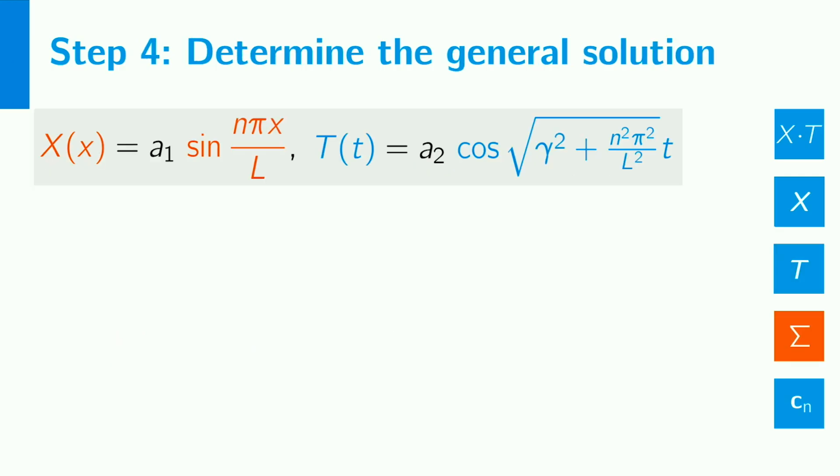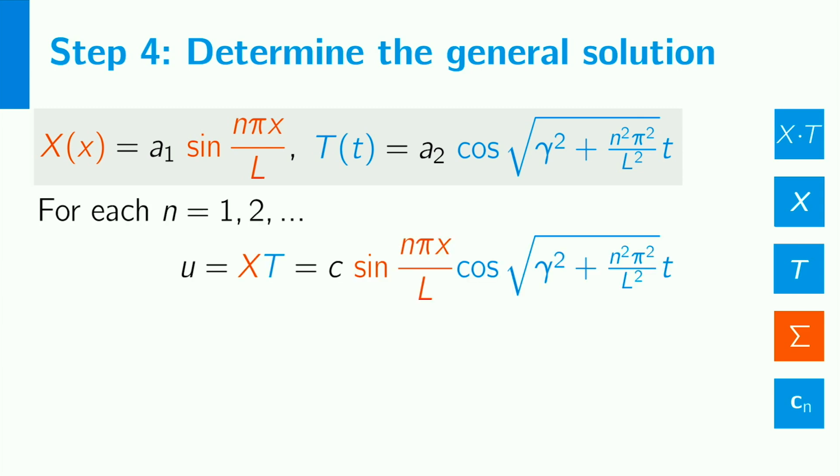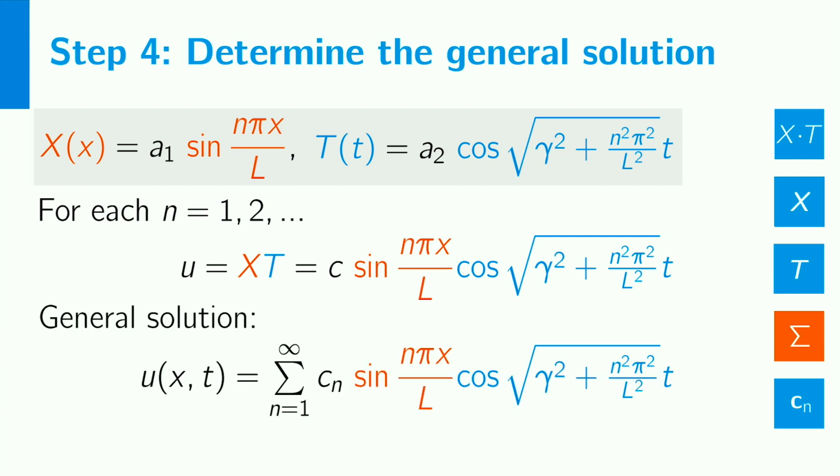We have found non-trivial sine functions for X and cosines for T. For each n, the combination X times T is a solution. Because the PDE is linear, the sum of two of these solutions is also a solution, and the sum of 3 of them as well. There's a solution for every n, and the sum is again a solution. The general solution is an infinite series of functions. Note that each term has its own constant Cn. For each n, the amplitude of the term may be different.